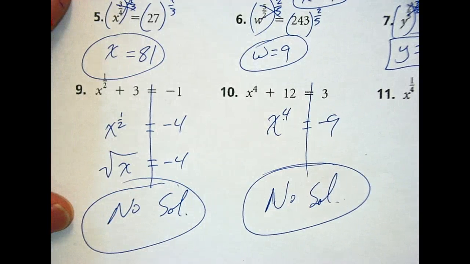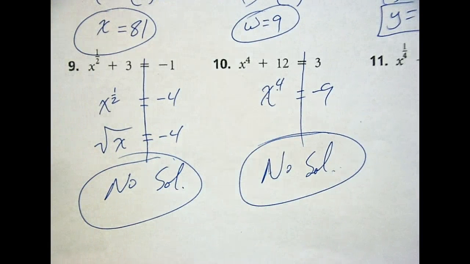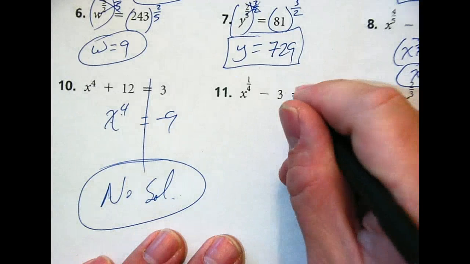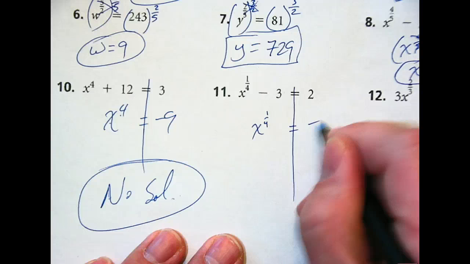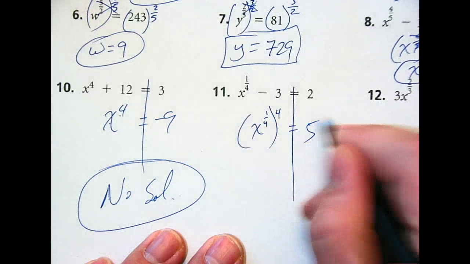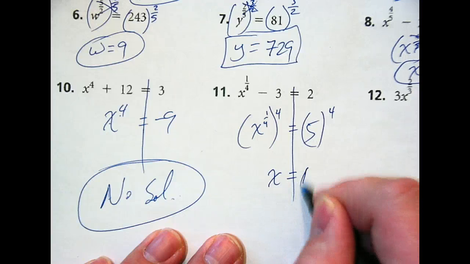Okay. Any questions on those two? Okay. Number 11, add 3. x to the 1/4 is equal to 5 raised to the 4th. That gives us x equals 625.